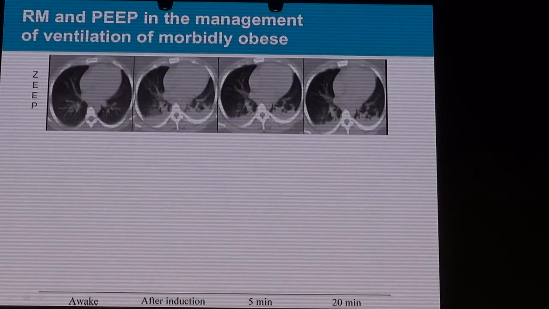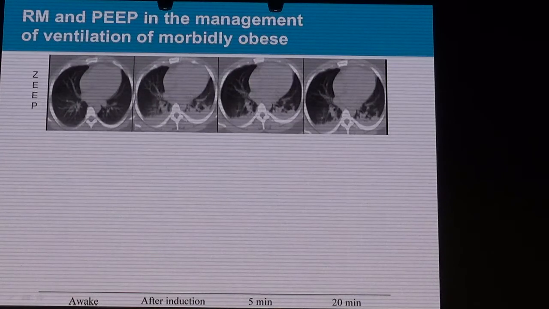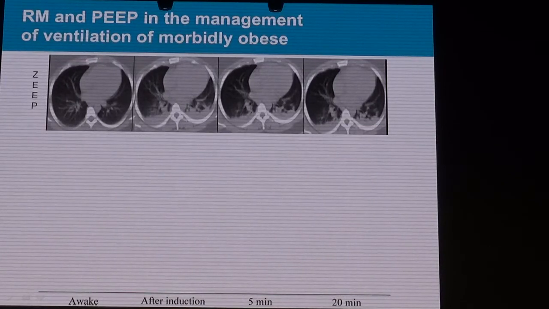And here is what they found on the CT scans. Before induction, when patients were awake, they were normal, as in the first quadrant on the upper left: normal lungs.